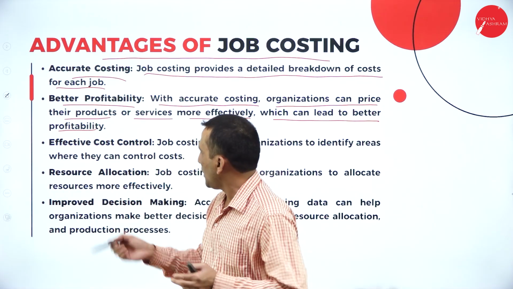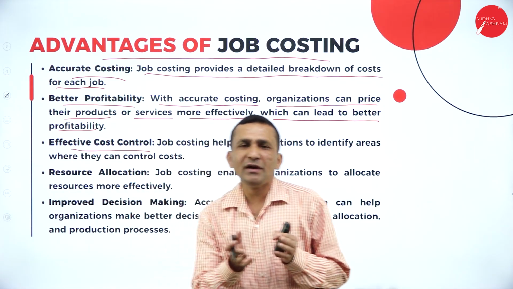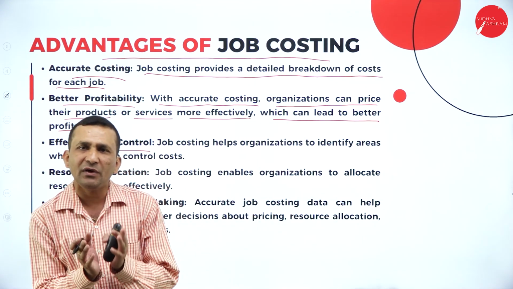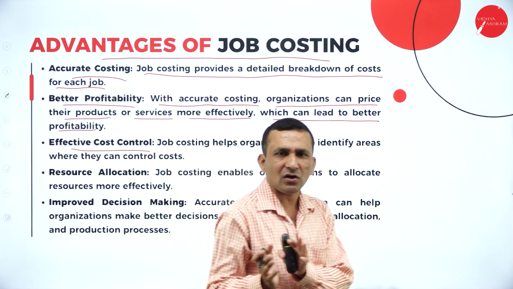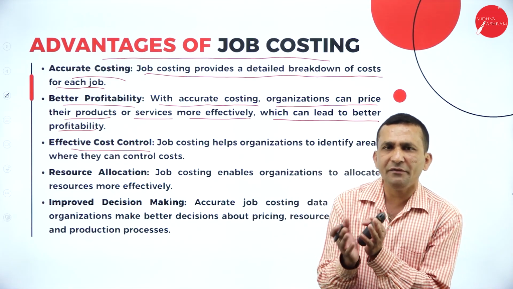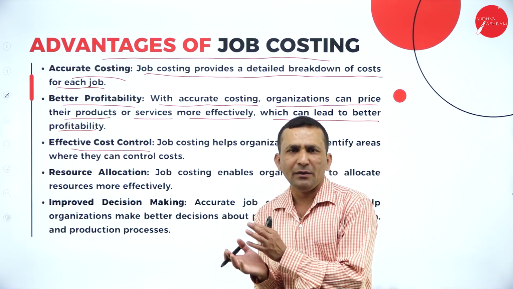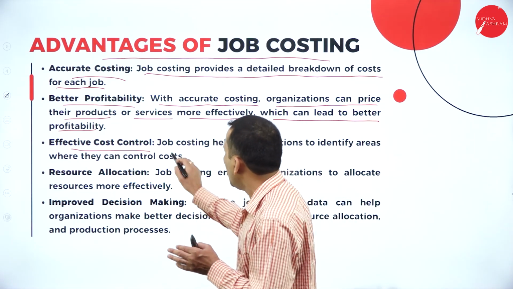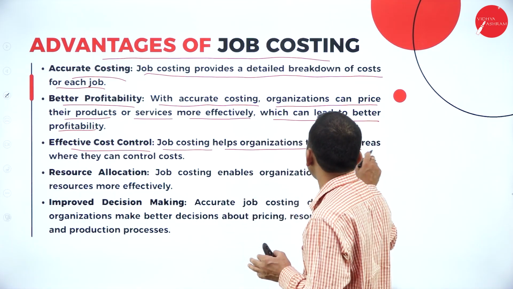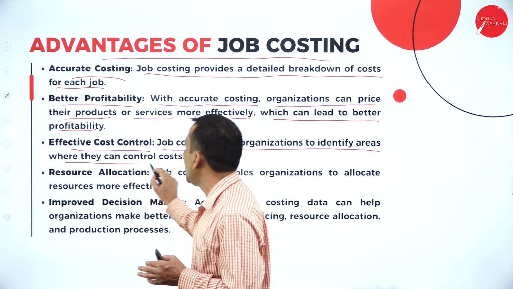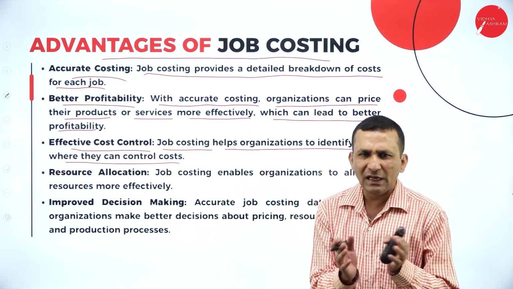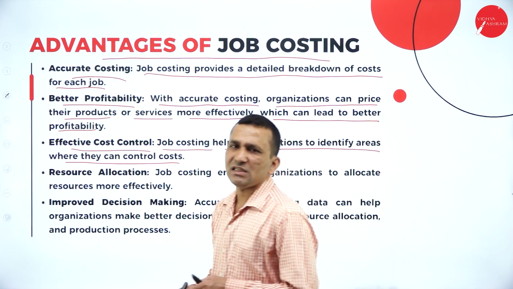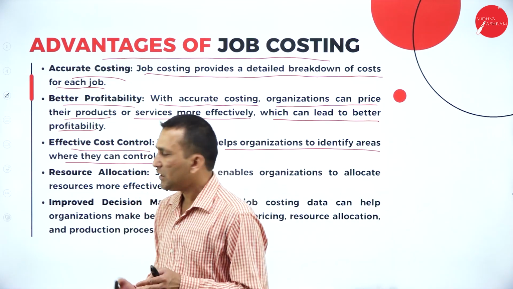And the next one, effective cost control. Easily we can control the cost. We majorly identify direct cost and indirect cost, so which is unnecessary wastage cost and how to avoid and eliminate the wastage cost. Losses and all we can predict here. So job costing helps organizations identify the areas where they can control the cost, how they are spending unnecessarily, and whether they are not properly utilizing space or material, everything.